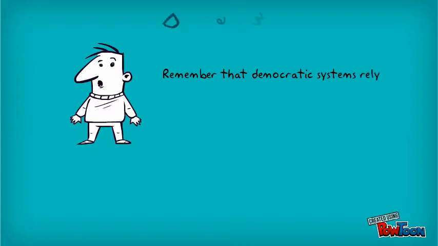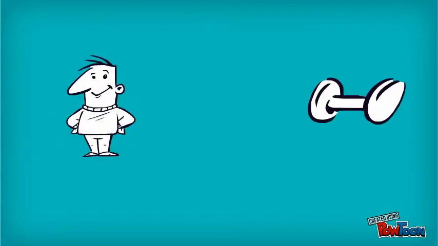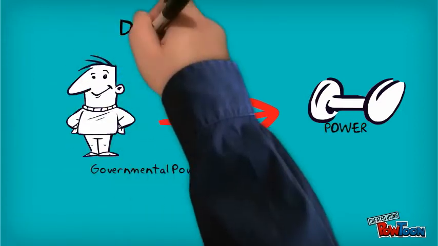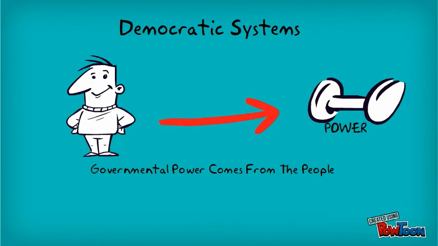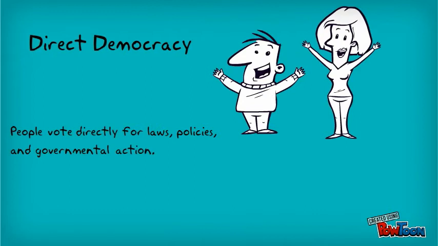A democratic system is one in which the people largely hold the power, or the power comes from the will of the people. Democratic systems rest on the idea of popular sovereignty. There are different types of democratic systems, including direct democracy, and within a direct democracy, the people vote directly on laws and public policies, so the people themselves are lawmakers.